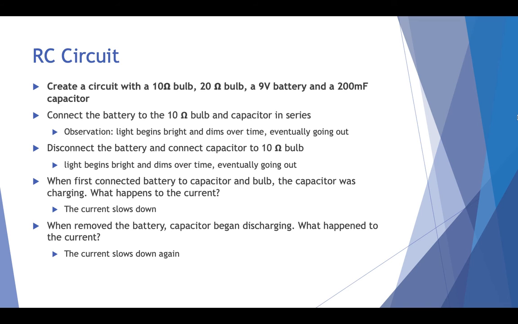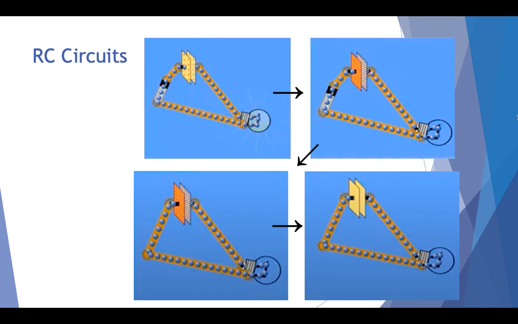Then when first connecting the battery to the capacitor and the bulb, the capacitor was charging and the current slowed down. And then the current slowed down again when we removed the battery. Here are pictures of the capacitor charging.